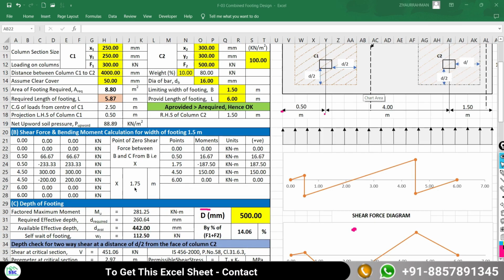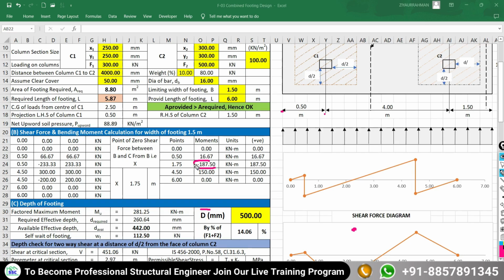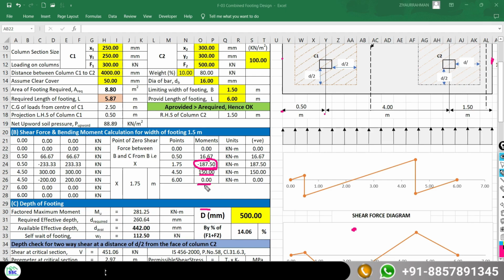1.75. So at this 1.75, the maximum bending moment you are getting is 187.5 kilonewton meter, and this is the hogging moment, because the minus sign is there. And thereafter under the column C2 you are getting the bending moment as 150 kilonewton meter, and here at the edge of your combined foundation you are getting the bending moment as 0. So at both edges of the footing you will get the bending moment as 0.